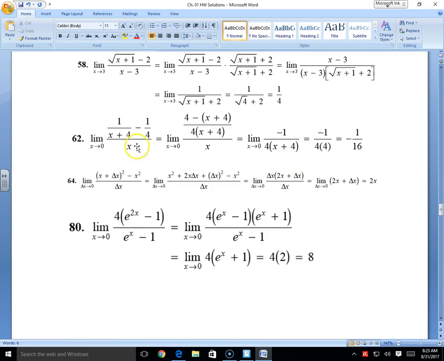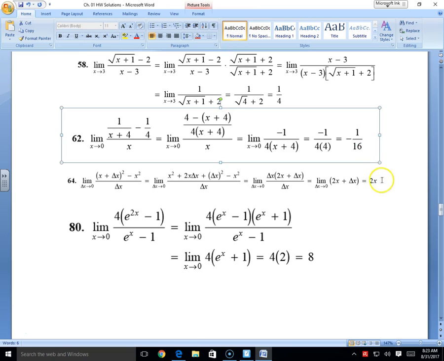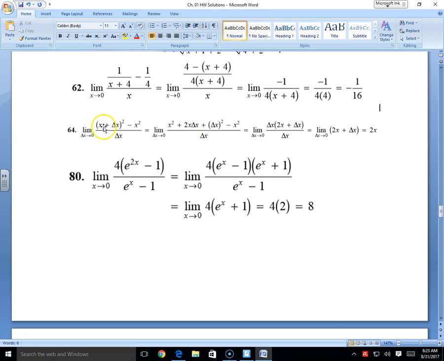You get 1/4. Number 62, the answer key made a huge jump unless you use my trick of multiplying by 4 and x plus 4 top and bottom. Simplify to be -1/16. Number 64, my hint was x and delta x are two very different things. Keep them separate when you FOIL to simplify. After plugging in 0 for just delta x, you end up with 2x.